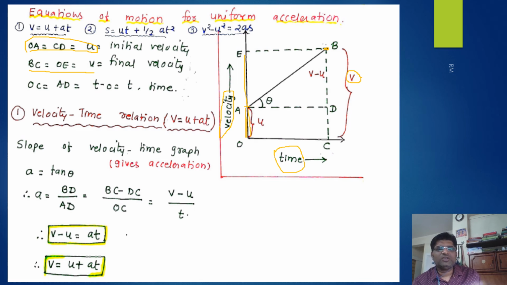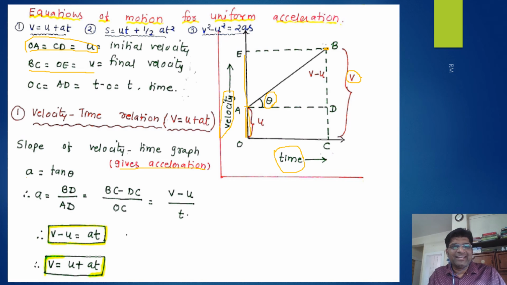Then what is OC or what is AD? OC, which is equal to AD, that is the time interval during which this motion is taking place. Okay, so to derive the first equation, that is the velocity time relation, which is v is equal to u plus at, what will you do? You want to find that relation, then you need acceleration also in that equation. So you can simply take the slope of this graph, and you have learned that the slope of velocity time graph gives you acceleration.